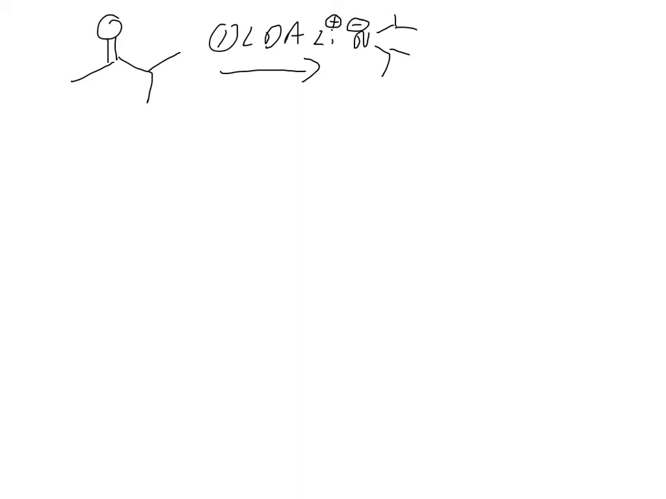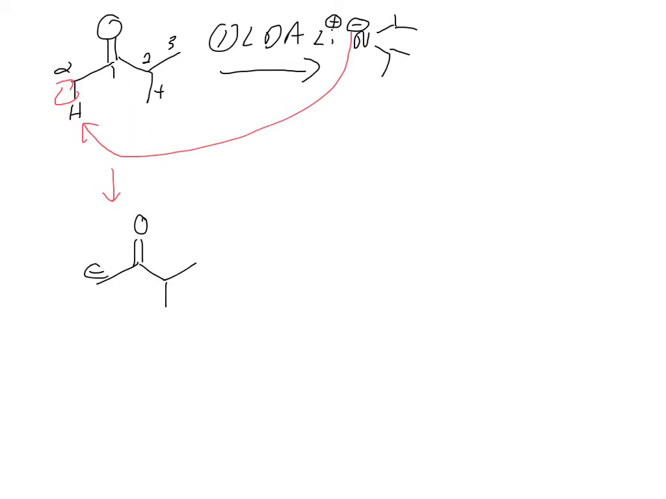So I'll take the H that's over here. So I'll call this the alpha carbon. 1, 2, 3, 4. So there's the H. LDA is the base. I'm going to make the enolate. Great. And I'm making the enolate on the less substituted carbon. This would be the kinetic enolate, we'd call it. Right? Kinetic, because it's the less substituted.